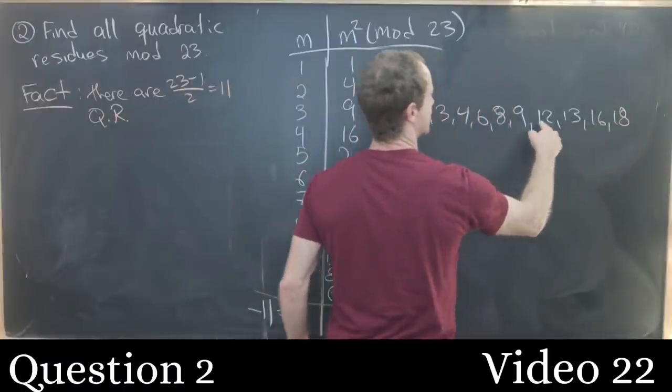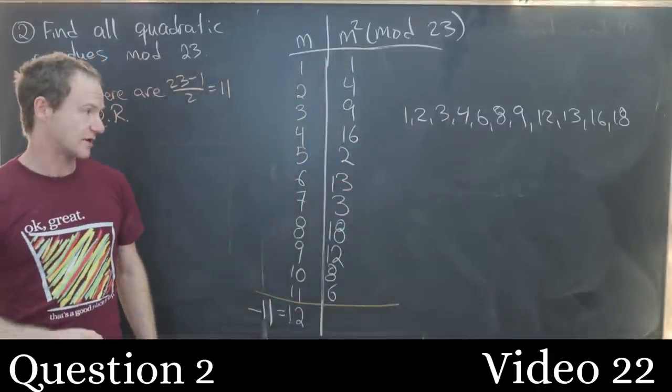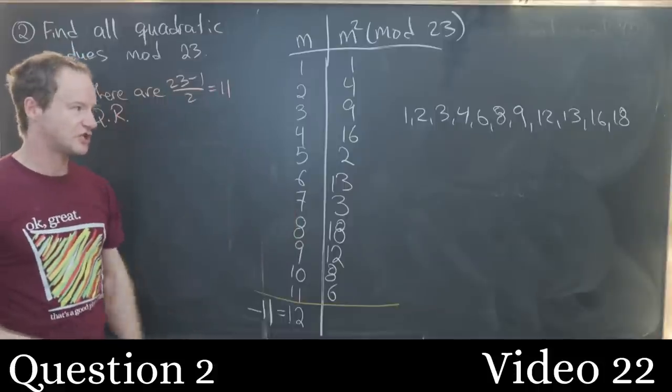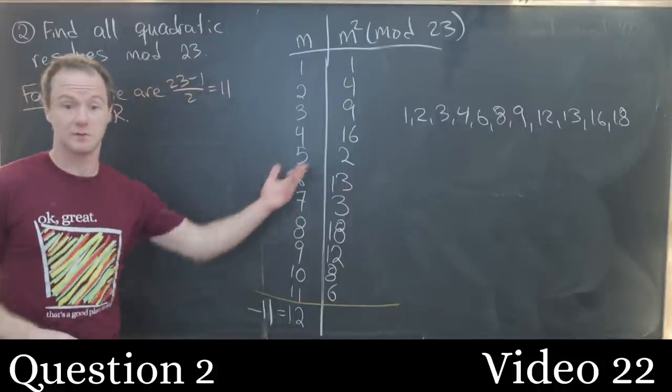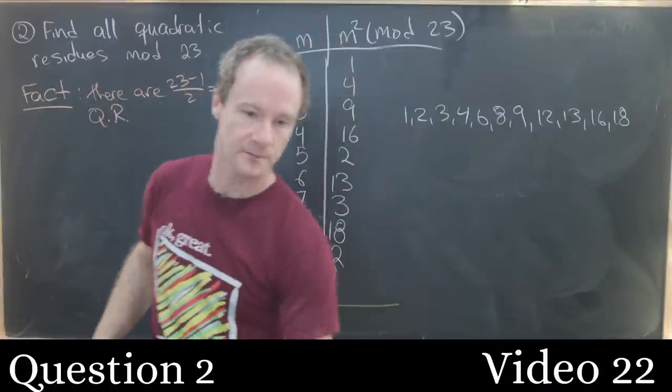So let's see, 1, 2, 3, 4, 5, 6, 7, 8, 9, 10, 11. So those are 11 quadratic residues. We know from the theorem that we should have 11 quadratic residues, so that means we've got them all. Okay, cool. So let's move on.